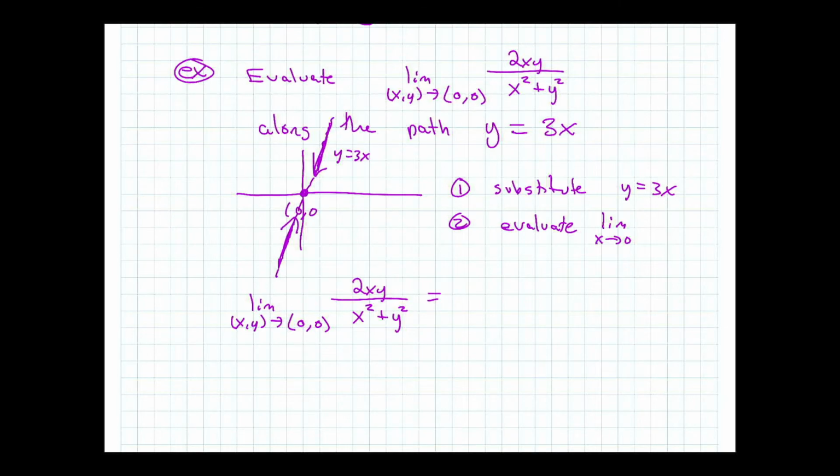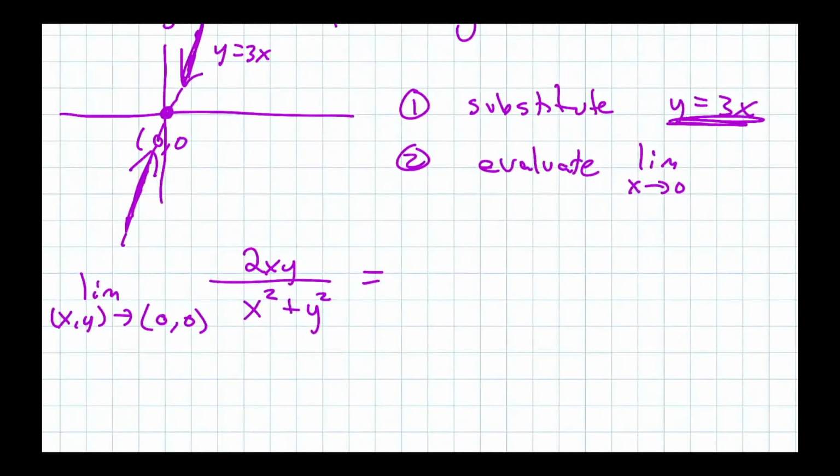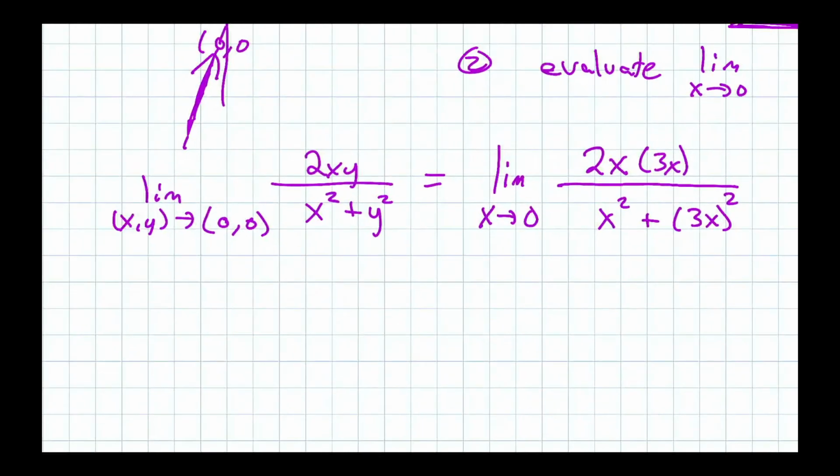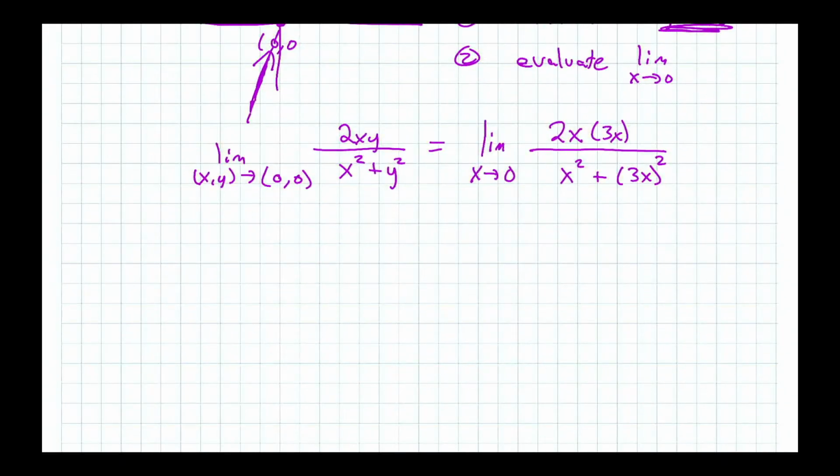You replace all of the y's with 3x because that's our path. So our fraction becomes 2 times x times y, but y is 3x, over x squared plus y squared. Oops, y is 3x squared. And that's a limit as x approaches zero now. We don't need to do y approaches zero because there's no y's here. And that's why you can fall back on what you know about calculus one limits in order to evaluate this one, because it's a single variable.